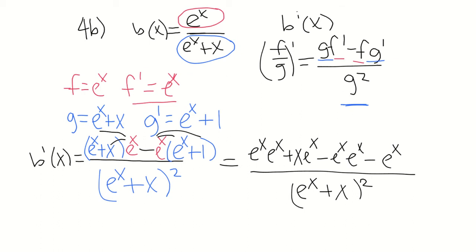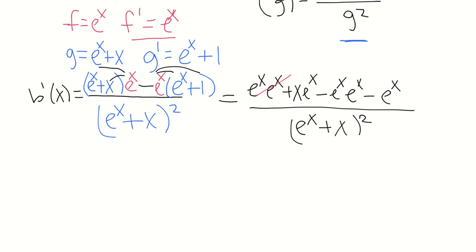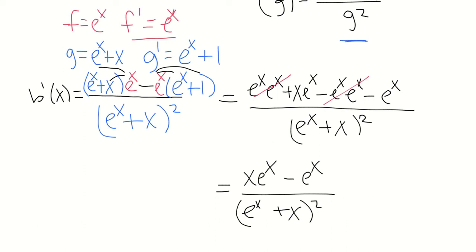Okay, and then on the top here, these two terms cancel, and we're just going to be left with x e to the x minus e to the x over e to the x plus x squared. And that is our derivative.